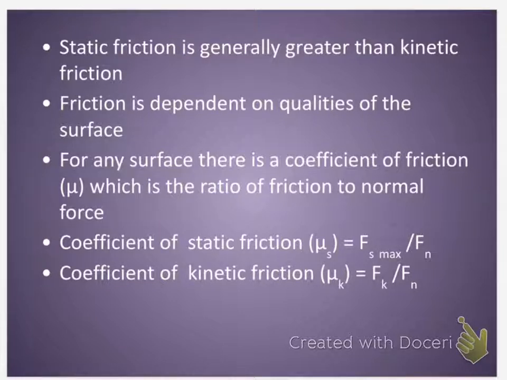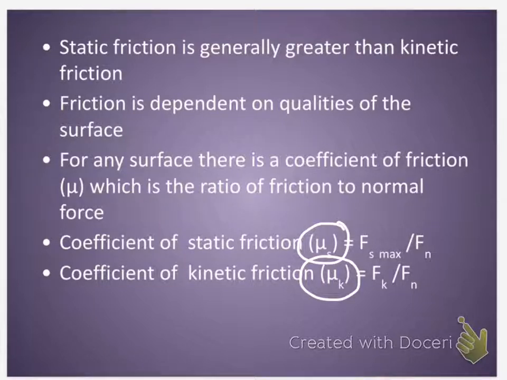And we have, as you might have guessed, coefficients of static and coefficients of kinetic friction. And they're just a ratio. For static friction, it's the ratio of the max static friction, that is the static friction in the millisecond before the object starts to move, to the normal force. And the coefficient of kinetic friction is the ratio of kinetic friction to normal force. They're pretty easy.